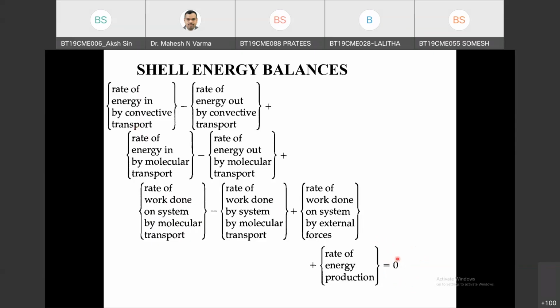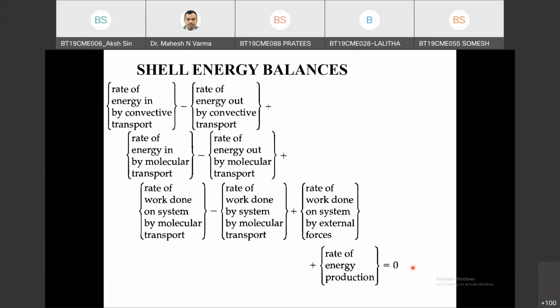So overall energy balance will have just one more term added here, that will be accumulation. Energy coming in minus going out plus generation minus consumption. So these two terms account for generation and consumption, and it will equal accumulation. This is the overall energy balance equation.